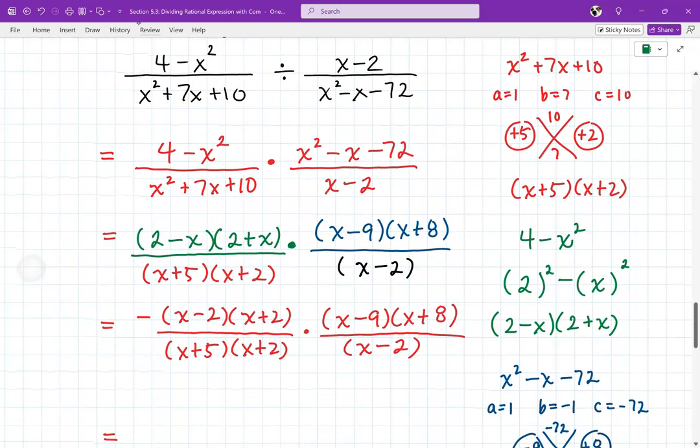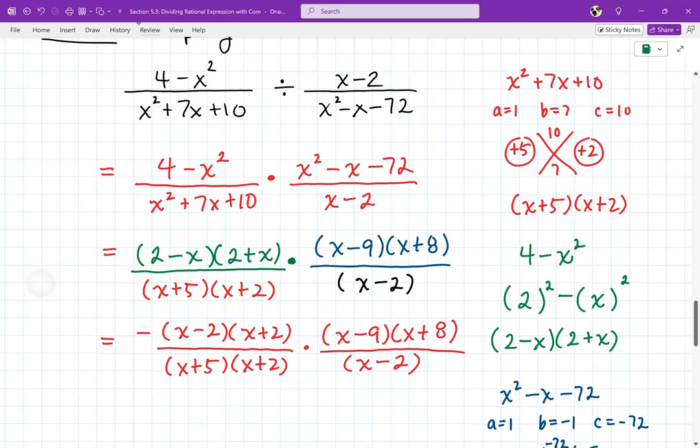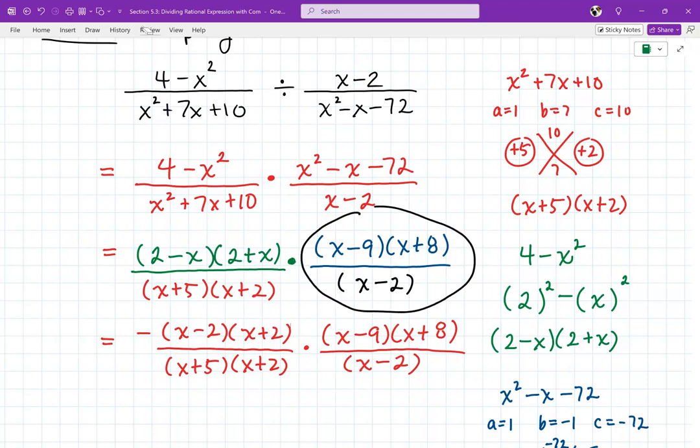It doesn't matter. Okay, so the 4 minus x squared becomes 2 minus x, 2 plus x. The x squared plus 7x plus 10 becomes x plus 5, x plus 2. So this basically is factored the same way. Then the second part, the x squared minus x minus 72 still becomes x minus 9, x plus 8. And then the x minus 2 is still just x minus 2. Okay, so all that, we already did all the work on the side, so thankfully I don't have to redo everything, right?